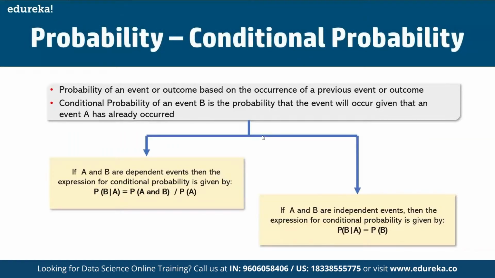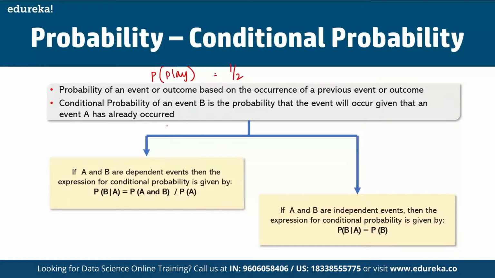What is conditional probability? Conditional probability means the probability of an event depends on an event that has already happened. Let me give you an example. Suppose I'm asking, what is the probability that you're going to go out and play now? The answer is 1 by 2, because you may play or you may not play. So the probability is 1 by 2.